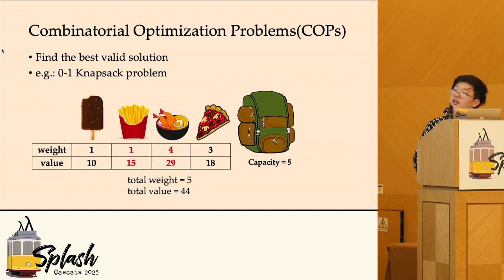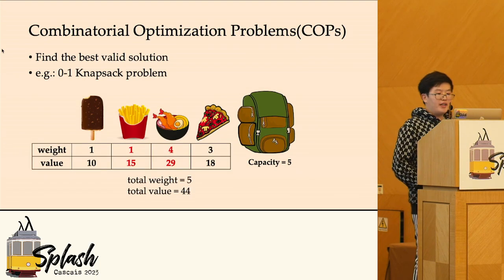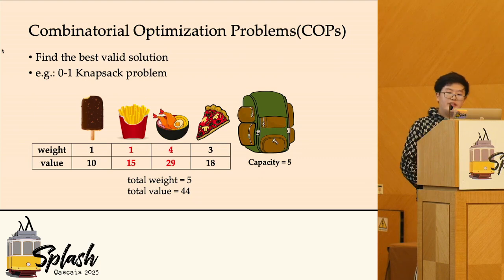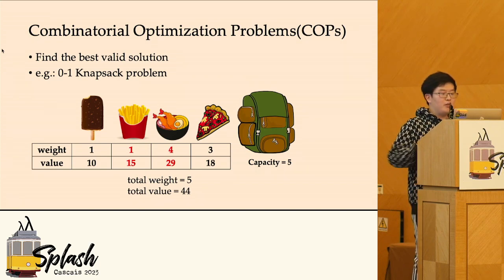Here we present a concrete example. There are 4 items whose weight and value is presented below. The capacity of the knapsack is 5, and the optimal solution is marked red. We can verify that the total weight of the red items is 5, which does not exceed the capacity of the knapsack, and we can find that the total value is 44, which reaches the maximum.